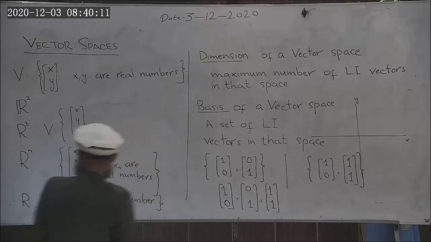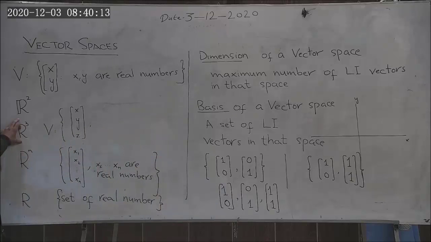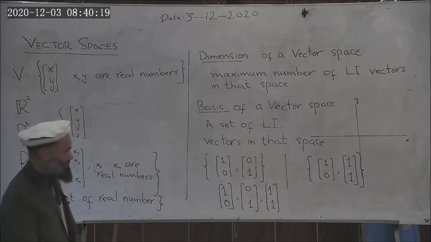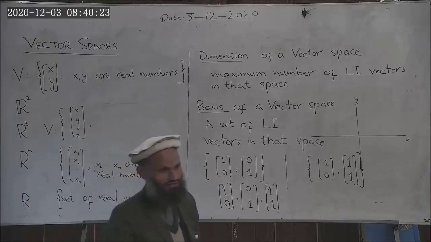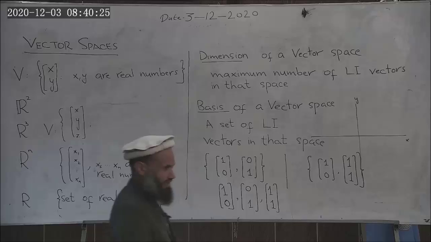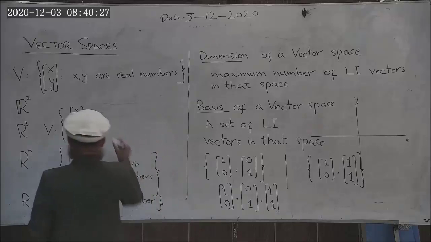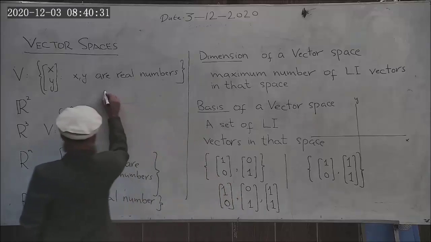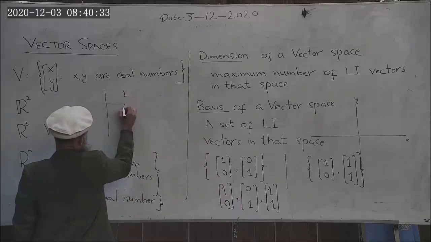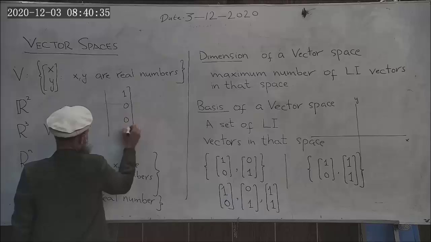What is the dimension of R3? And can you tell the basis? Yes, a basis. We use the word a basis because basis is not unique. You can have a different basis as well. So a basis for R3 is 1, 0, 0.